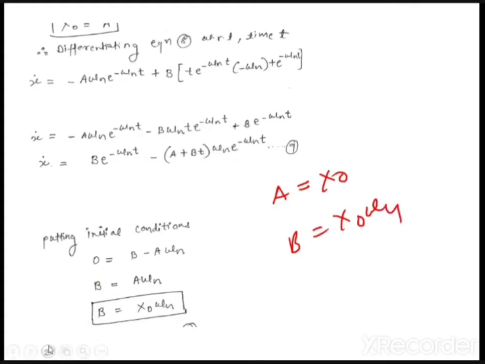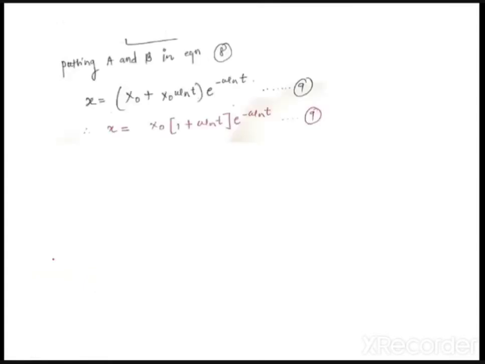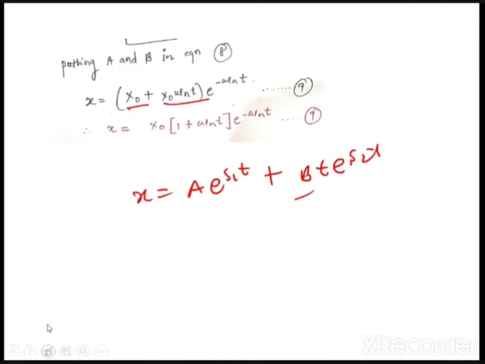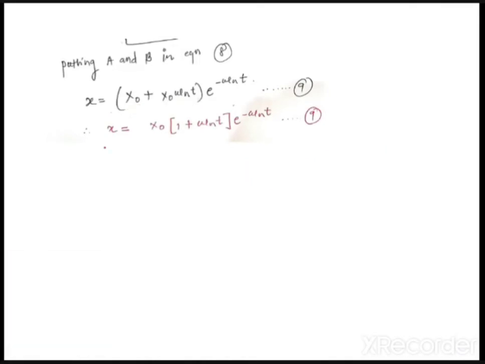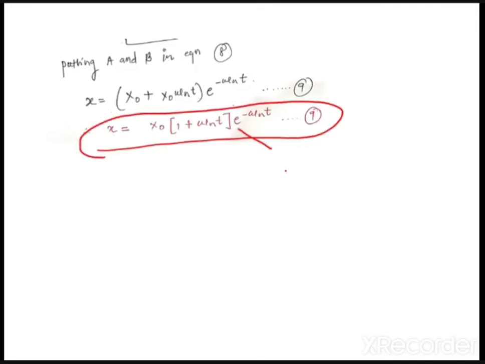Is it clear, guys? Is it clear or not? Please message me. Okay. So the final general solution: what is the equation for the general solution? X is equal to A into e raised to h1 t plus B into t e raised to h2 t. So what is h1? Minus omega n. What is h2? Minus omega n. And what is A? x0. And what is B? x0 into omega n. So finally you are getting the output equation, x is equal to this.